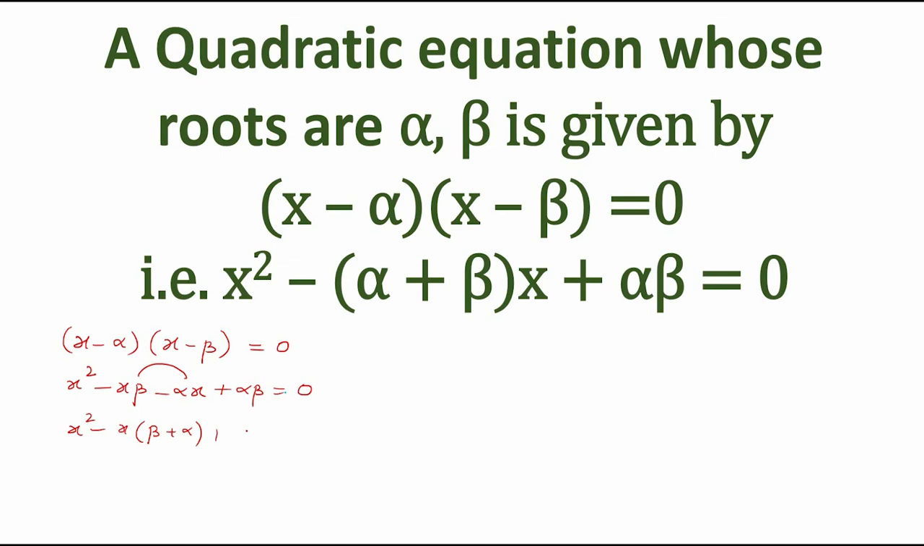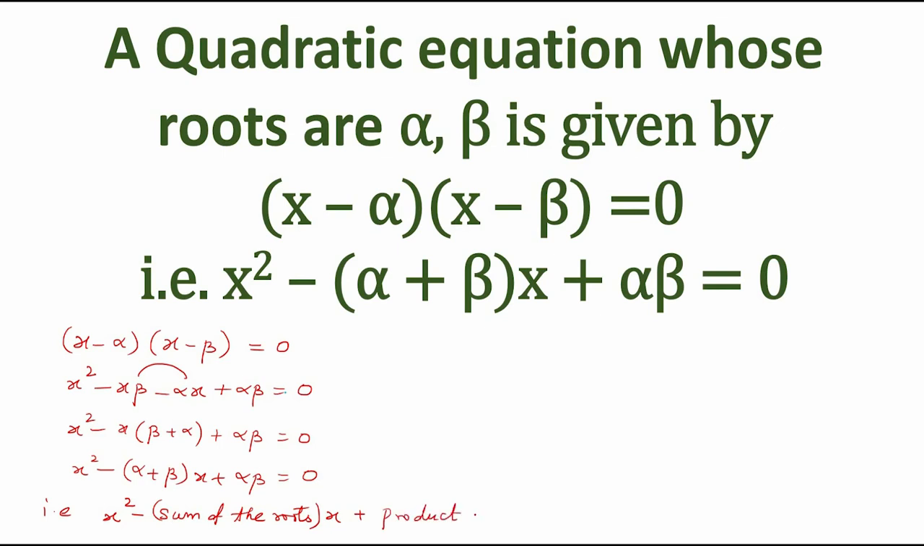You can write beta plus alpha or alpha plus beta. So x square minus alpha plus beta into x plus alpha beta equals to 0. You can also write this form as x square minus sum of the roots. We know alpha plus beta are the roots. When we are adding them, it's called the sum of the roots. So x square minus sum of the roots into x plus alpha into beta is the product. So product of the roots is equals to 0. So this is the way to remember the equation when the roots are given.